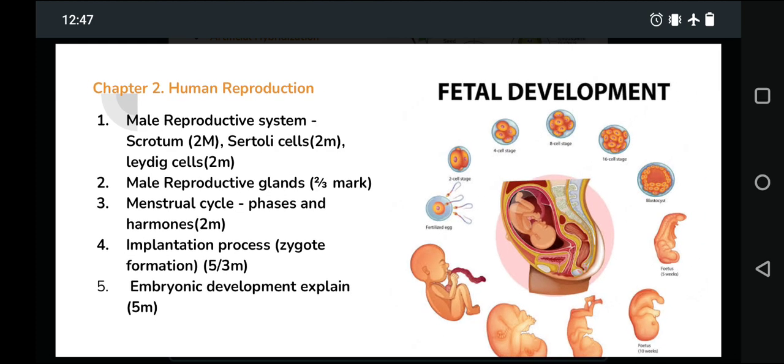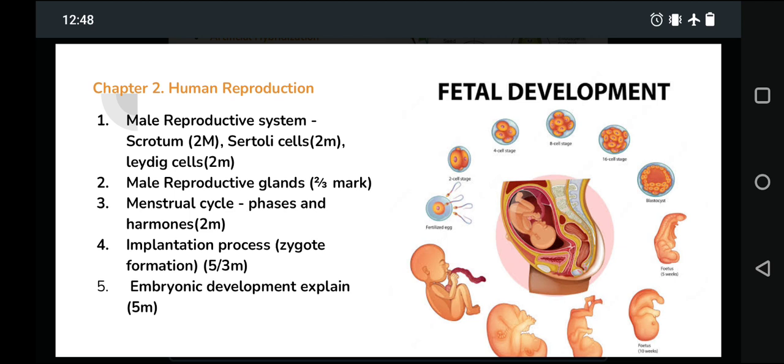In human reproduction, first is the male reproductive system. A question can come on the scrotum, Sertoli cells and Leydig cells. These are some important cells involved in the male reproductive system. Along with that, the male reproductive glands are important. The menstrual cycle, the phases of the menstrual cycle, and the hormones which are involved in the menstrual cycle, or the hormones which are not involved in the menstrual cycle. These topics are very important.